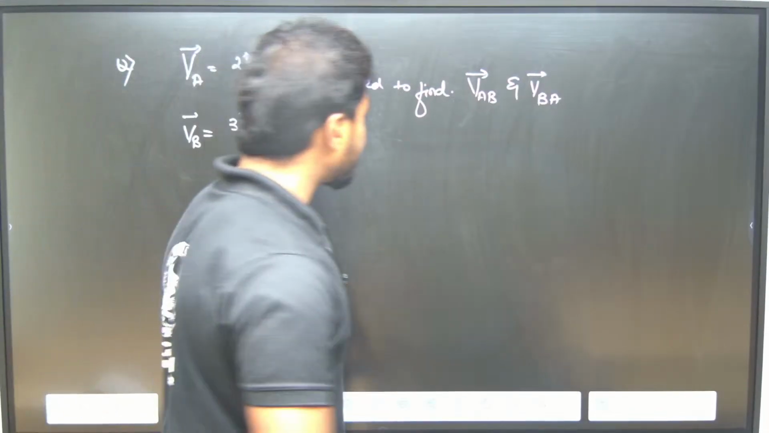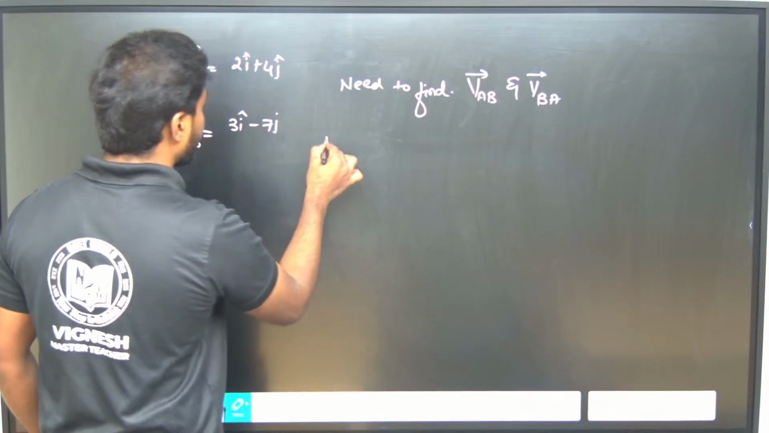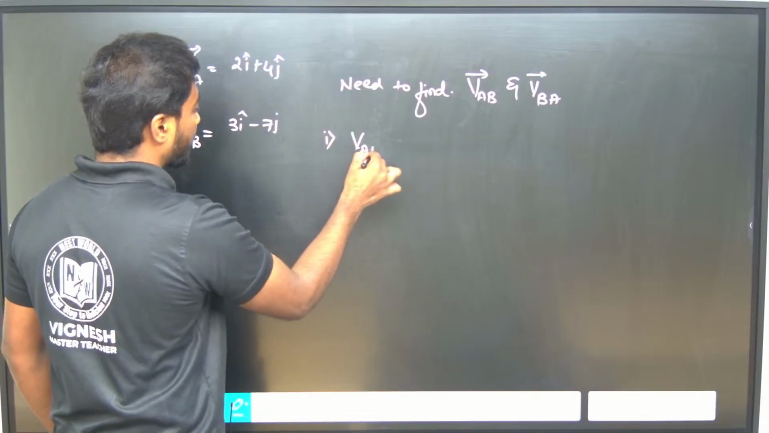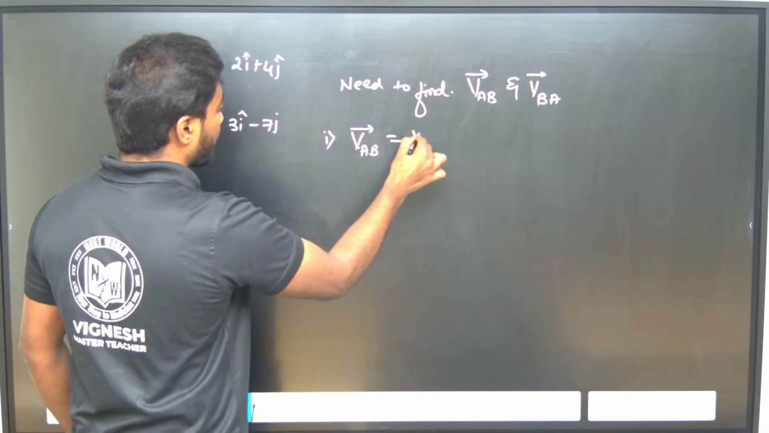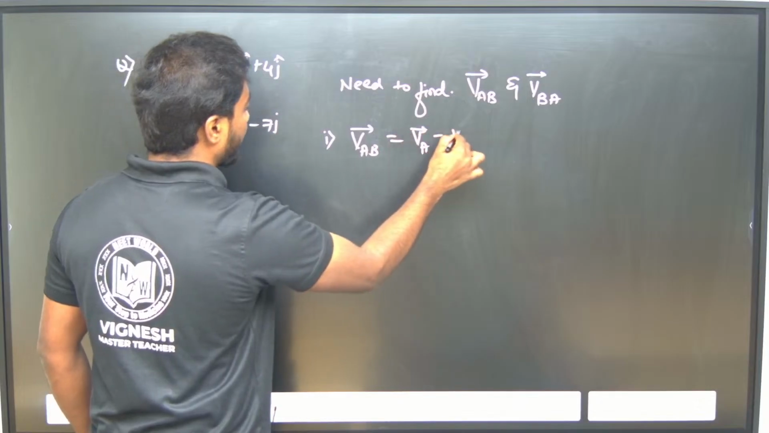Okay. So first, velocity of A with respect to B is nothing but velocity of A minus velocity of B.